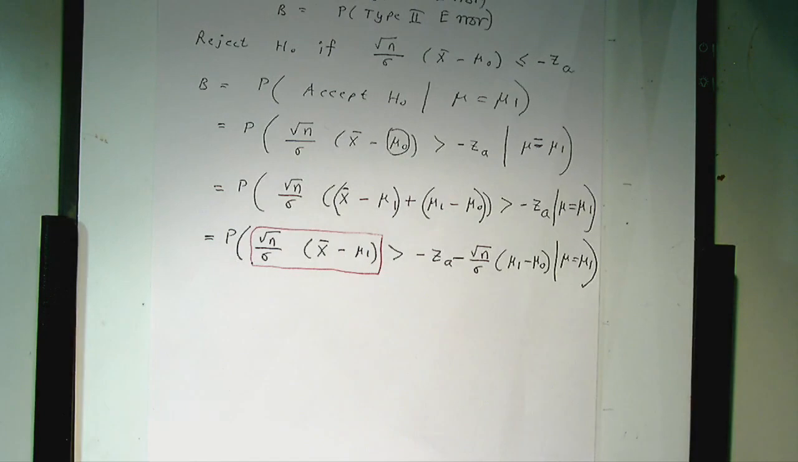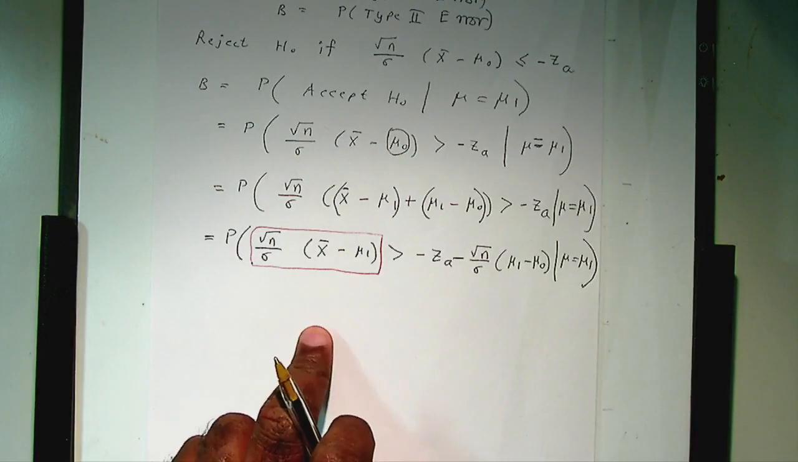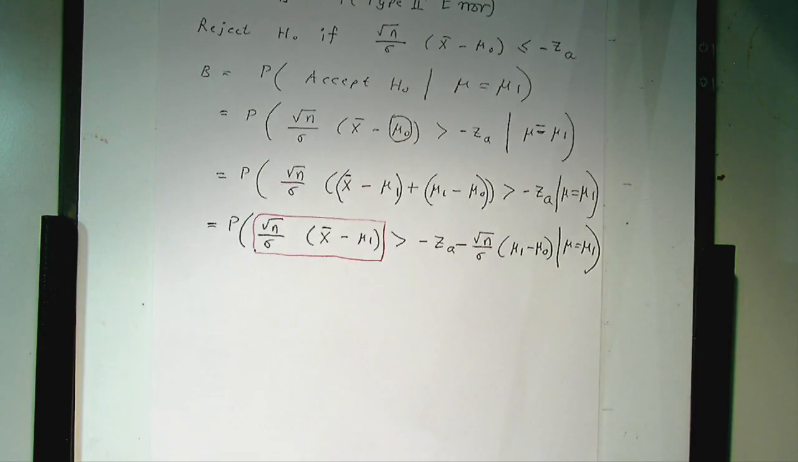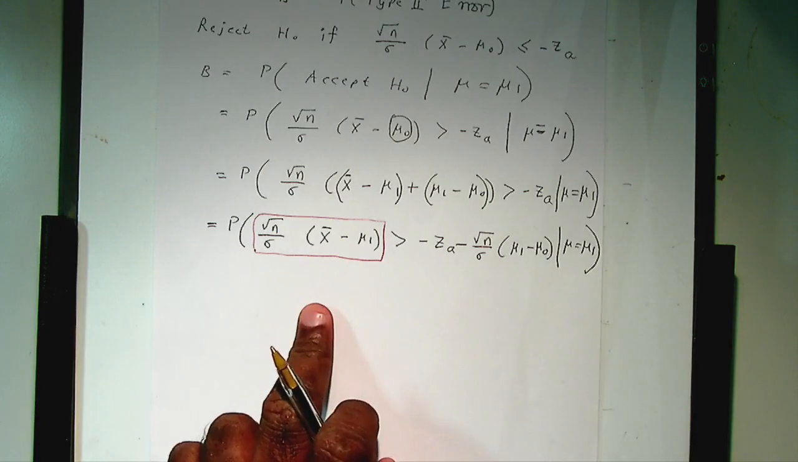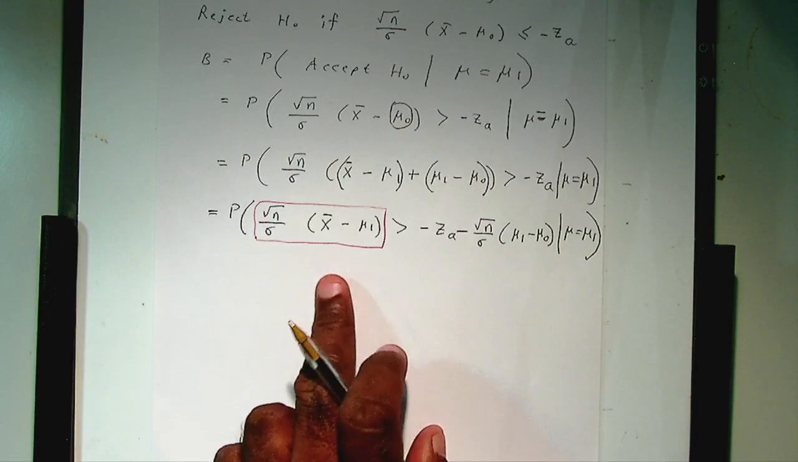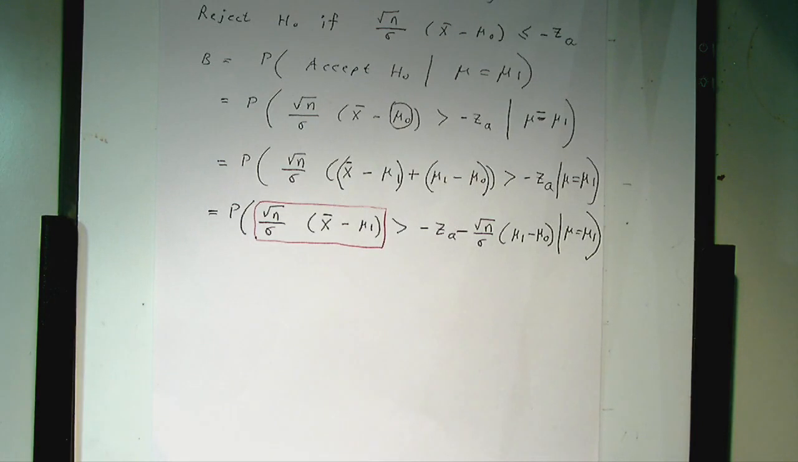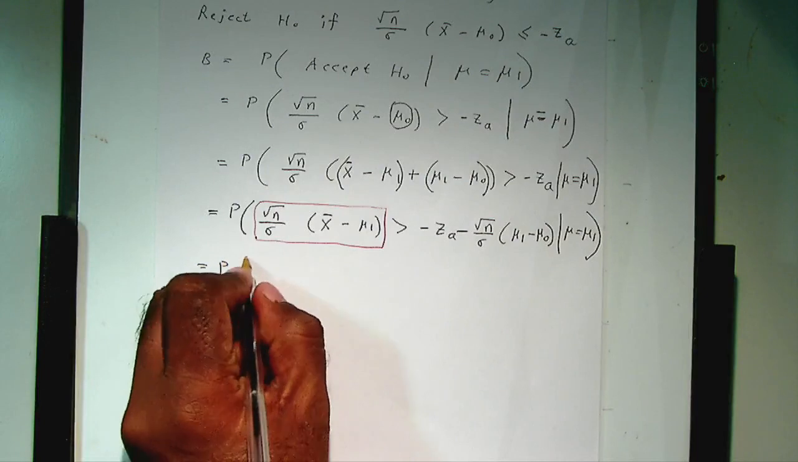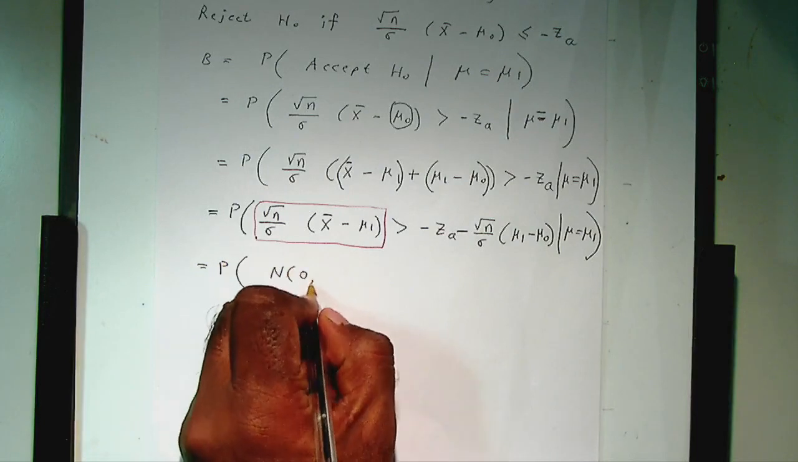What distribution does this have and why? I mean, I asked this question maybe more than 10 times already. You should know. What distribution does this have? Standard normal, right? Why is that?